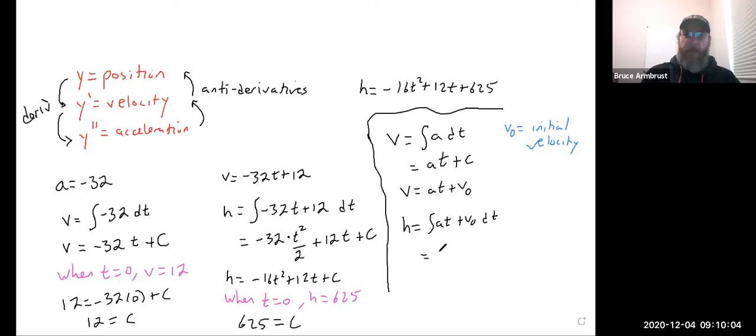which is going to be 1/2 AT squared plus V naught T plus C. But that plus C, like we saw in this problem, was the initial height. So I'm going to rewrite this as 1/2 AT squared plus V naught T plus H naught, where again, H naught is the initial height.